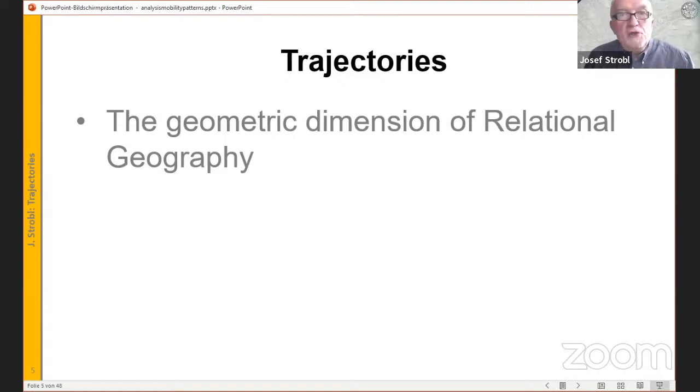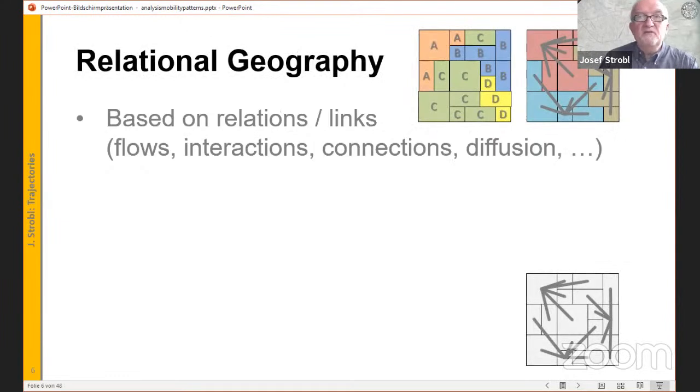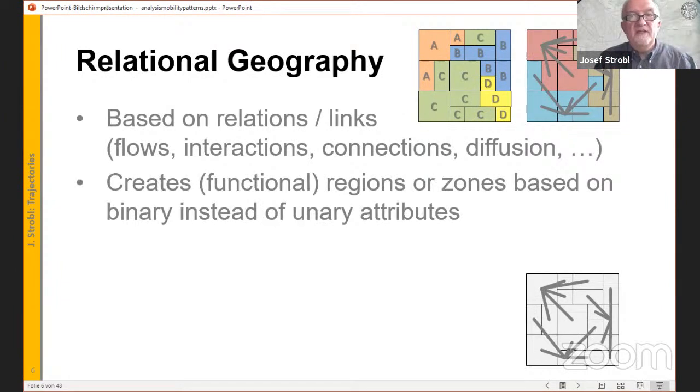Now, this term of relational geography might not be that familiar to you. It is based not on local observations about points or lines and areas, but relational geography is based on links. These represent the flow of water or goods, interactions with telecommunication between people, connections by wire, by pipeline, by road, or social connections between people, or the diffusion of maybe innovation over time. And relational geography, based on these links, creates what we call functional regions.